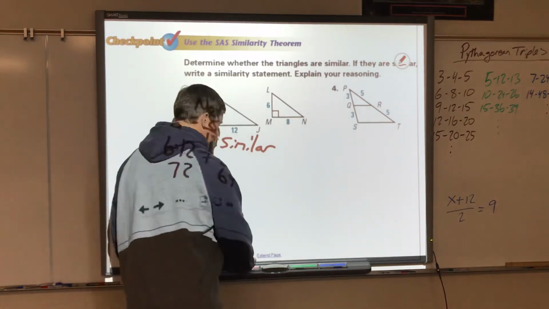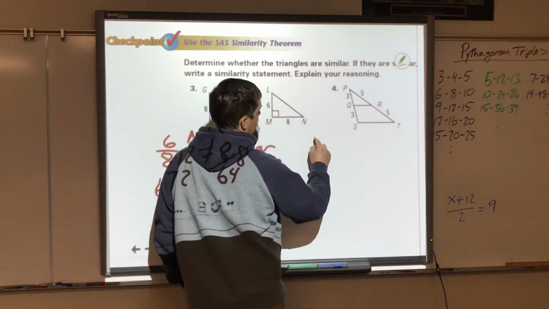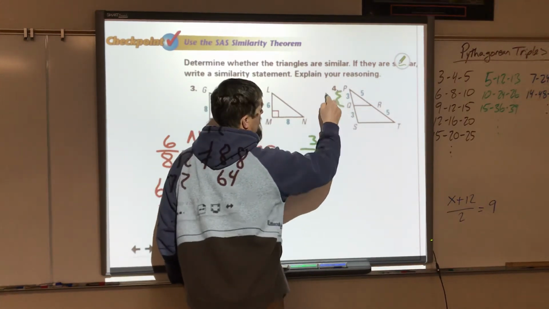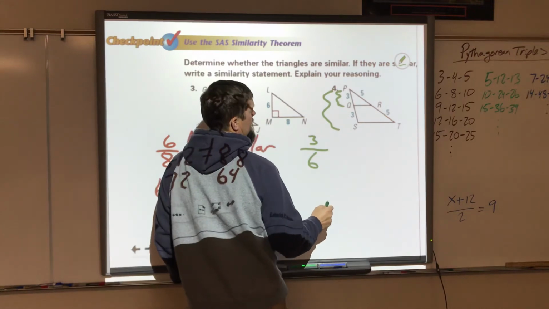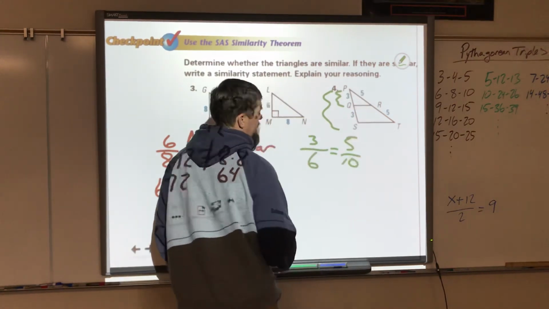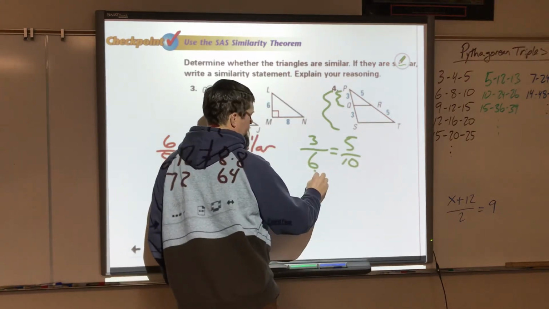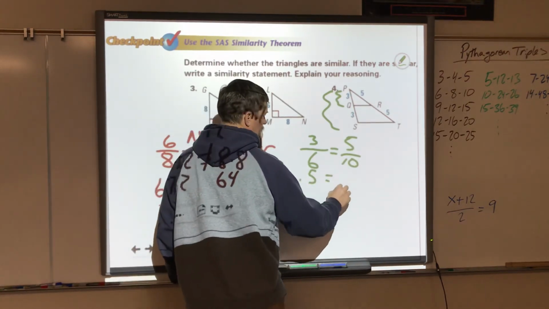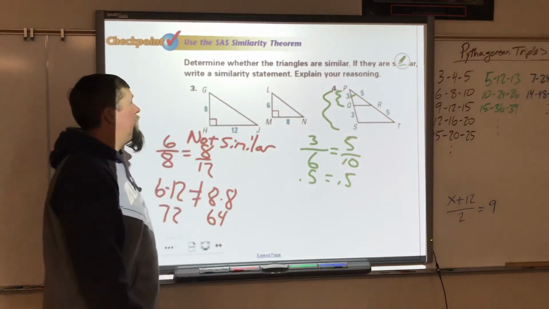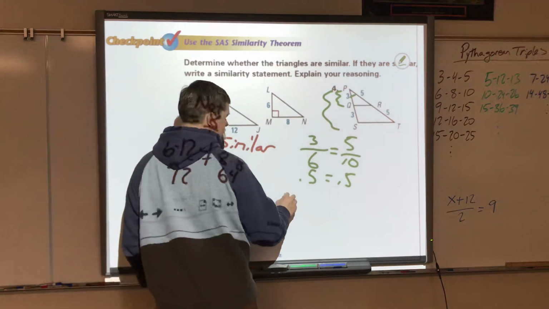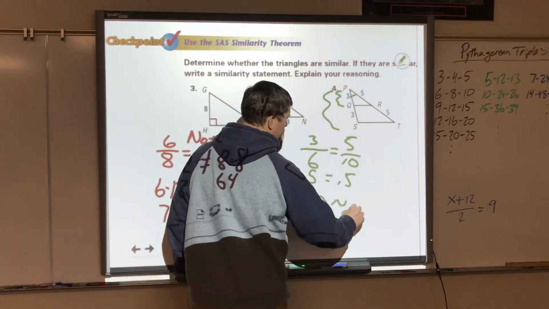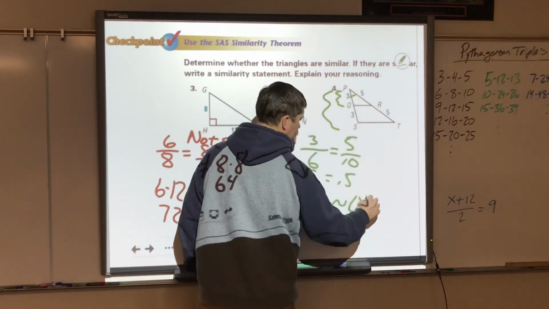This one, we've got 3 compares to 6 because you got 3 here compares to 6 as 5 compares to 10. That is correct because that is 0.5 and 0.5. Plus this angle is the same on both. So your similarity statement is triangle PQR is similar to triangle PST.